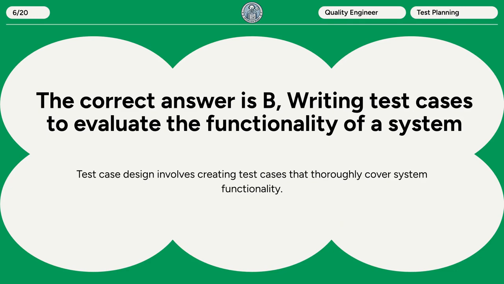The correct answer is B. Writing test cases to evaluate the functionality of a system. Test case design involves creating test cases that thoroughly cover system functionality.